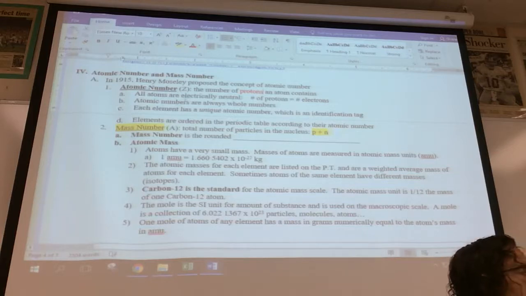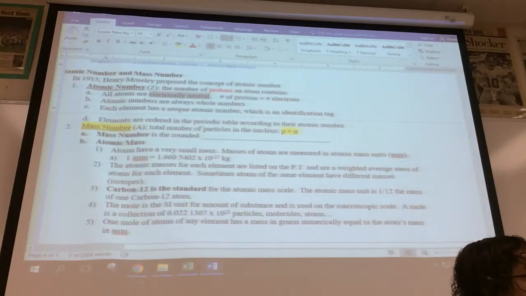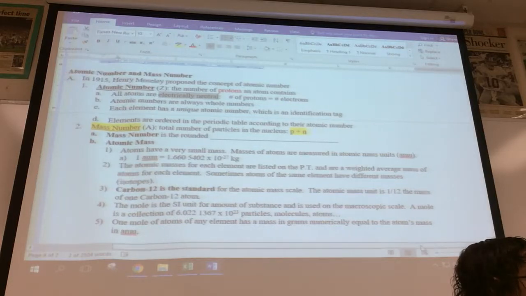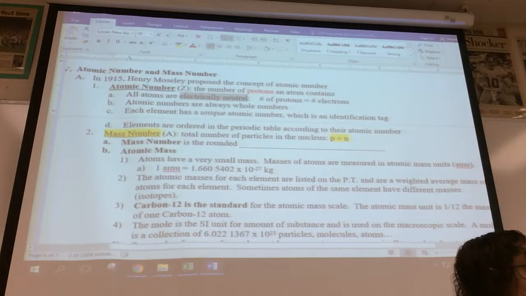Now all atoms are electrically neutral. They have no charge. So if you have an atom, is that big enough in the back? You wanted a little bigger? Oopsie, that wasn't very good. Like that. Maybe that's a little better. Yes, in the back you can see?